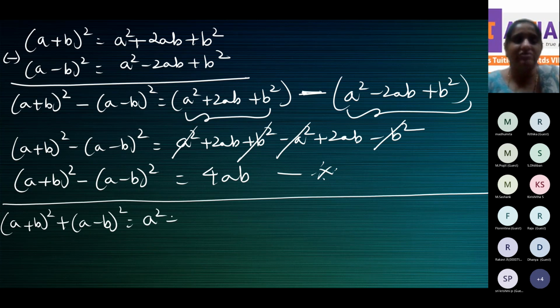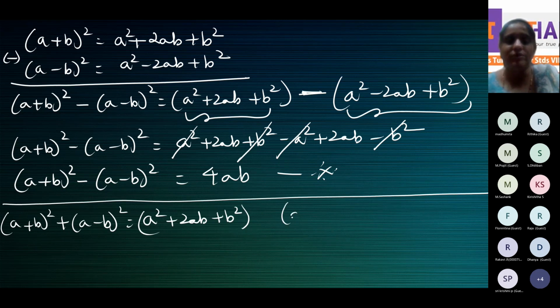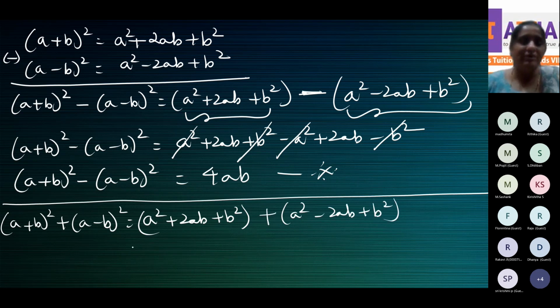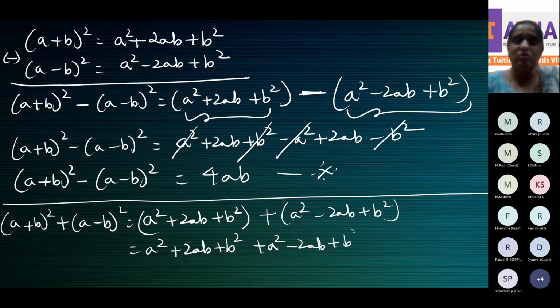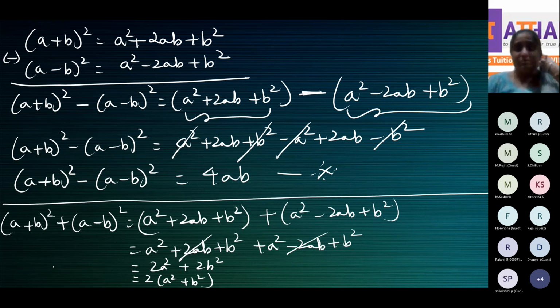So (a plus b) the whole square is a square plus 2ab plus b square. And (a minus b) the whole square is a square minus 2ab plus b square. Now, when you add these two, that will be equal to a square plus 2ab plus b square plus a square minus 2ab plus b square. So here plus 2ab minus 2ab gets cancelled. A square plus a square, 2a square. B square plus b square, 2b square. So here you can take out 2 common and write a square plus b square. So (a plus b) the whole square plus (a minus b) the whole square is equal to 2 of (a square plus b square). Very, very important.